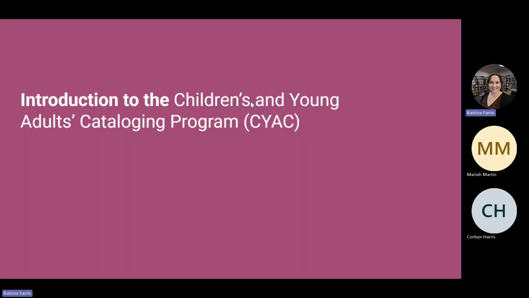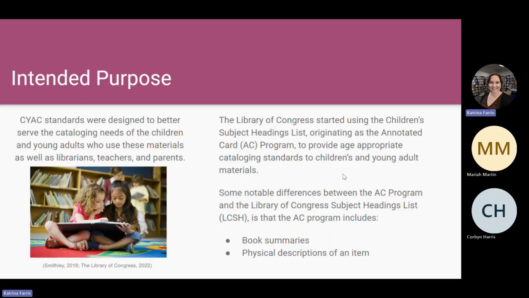I will begin by introducing the Children's and Young Adults Cataloging Program, also known as the CYAC program. The intended purpose for this cataloging standard: the CYAC standards were designed to better serve the cataloging needs of the children and young adults who use these materials, as well as librarians, teachers, and parents. The Library of Congress started using the Children's Subject Headings list, originating as the Annotated Card, or AC program, to provide age-appropriate cataloging standards to children and young adult materials.